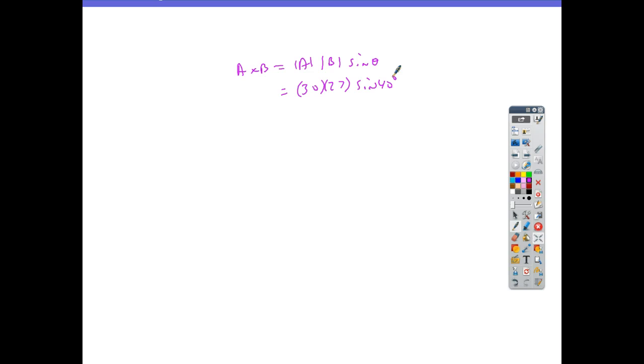Make sure your calculator's in degrees for this. Mine is not, so better fix it. Okay, 30 times 27 times sine of 40, and I get 521, whatever the units would be, and I don't have any units, so I'll leave that be.